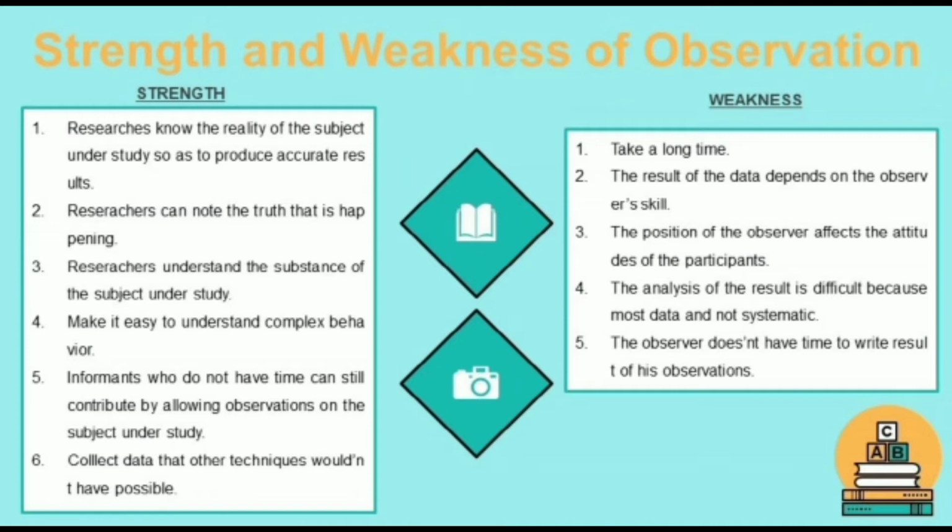And number 3, the position of the observer affect the attitude of the participant. This means also when the researcher cannot create a comfortable atmosphere at the time of observation, it will affect the observation not match with their expectation, although the observer has a high position. And number 4, the analysis of the result is difficult because there are too much data and it is unsystematic. And the last is the observer doesn't have time to write the result of his observation.